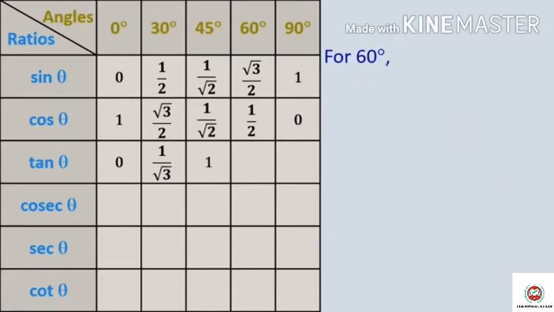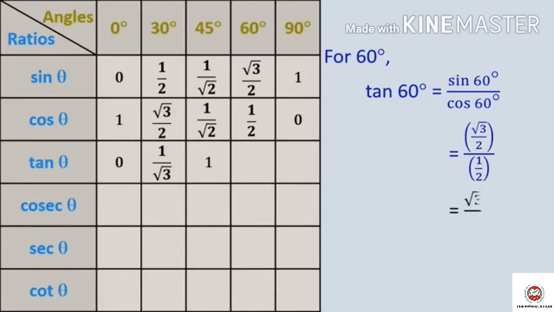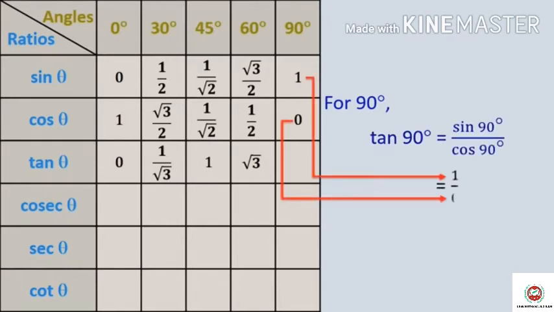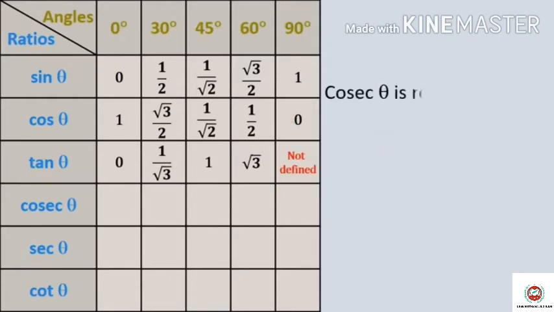Now for 60 degree, tan 60 equals sin 60 degree divided by cos 60 degree. So this will be root 3 by 2 divided by 1 by 2. Now we obtain root 3 by 2 into 2 by 1. So the 2 cancels and we obtain tan 60 degree equal to root 3. Now for 90 degree, tan 90 degree equals sin 90 degree divided by cos 90 degree, which is equal to 1 divided by 0, and which is not defined.